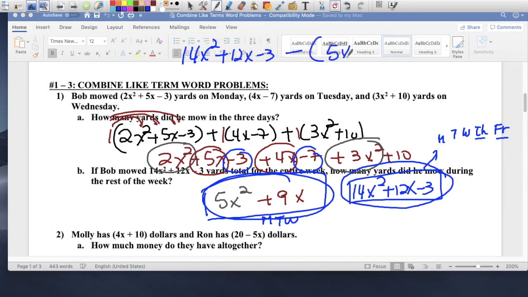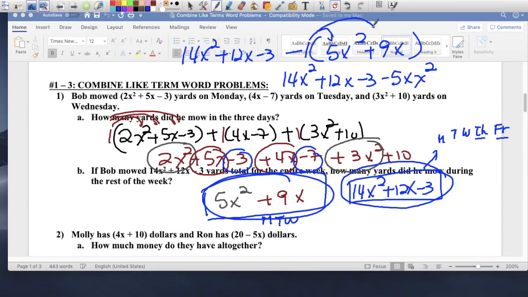So we're going to go 14x squared plus 12x minus 3, and we're going to subtract that value, which is 5x squared plus 9x. Again, notice that I'm putting it in parentheses. If I don't put it in parentheses and I subtract, the only part that I'm subtracting is the 5x squared. But putting in parentheses, now I'm making sure I'm subtracting 5x squared plus 9x. Let's remove the parentheses, so it's becoming negative 5x squared, and negative times a positive, negative 9x.